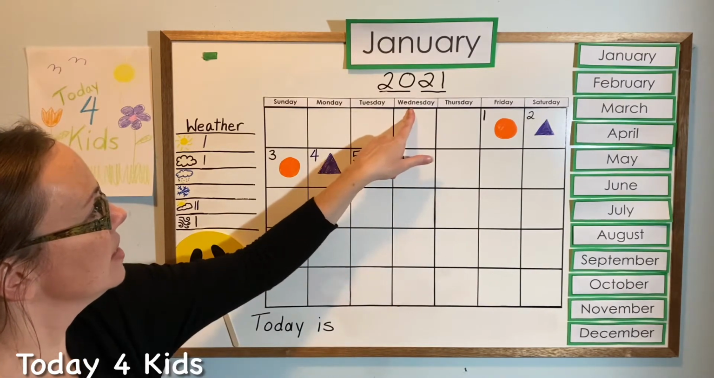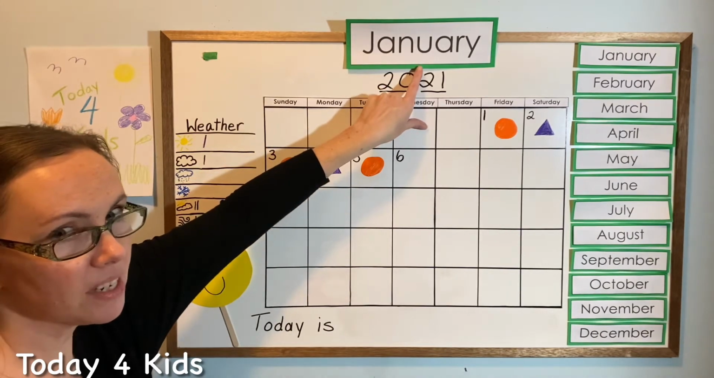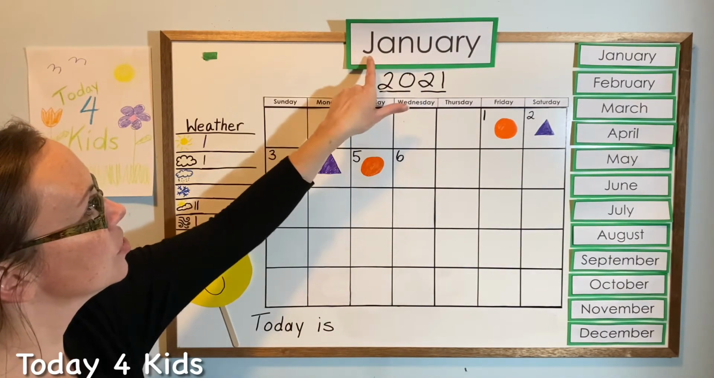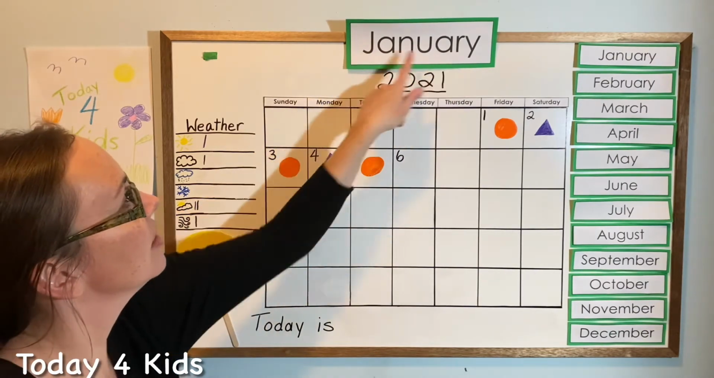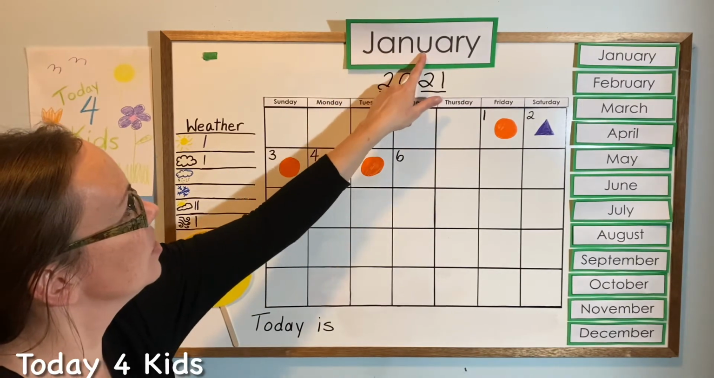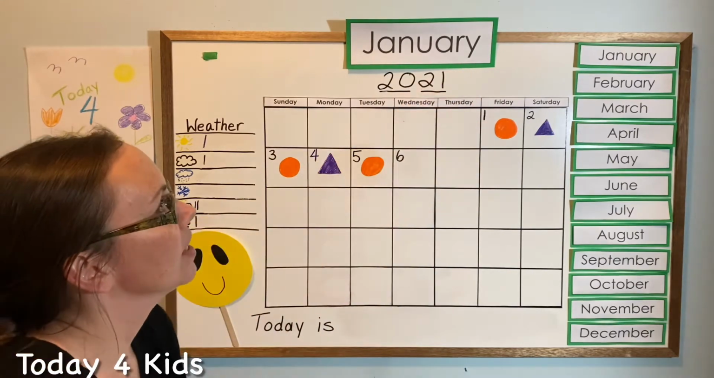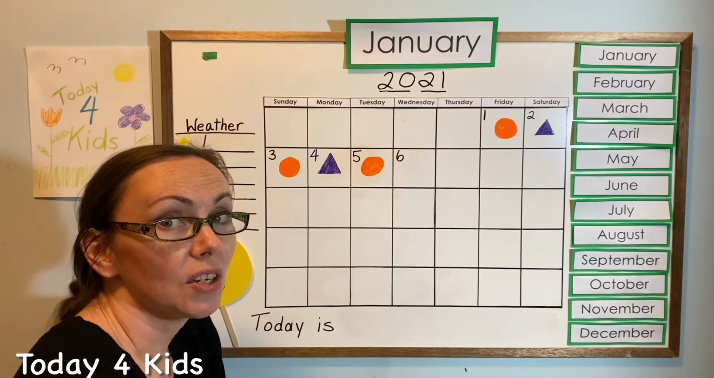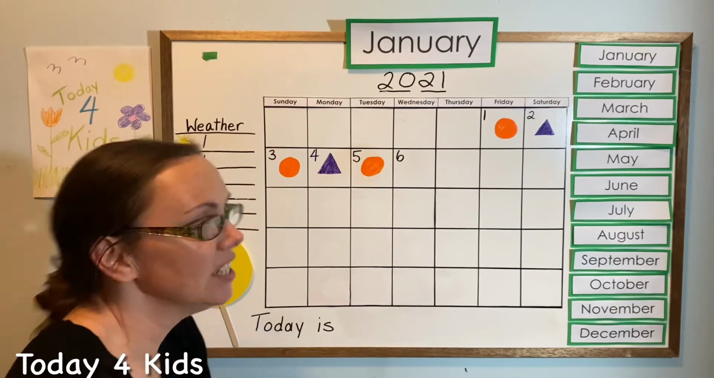So Wednesday, let's go up to the month. Do you remember what the month is? It starts with a J. January. And there are 12 months in the year, right? We are just in January right now, but there are 12 of them in the entire year.